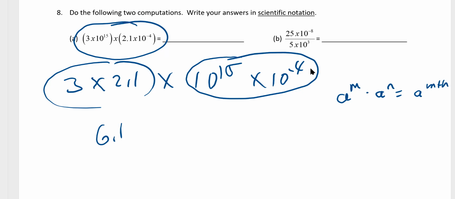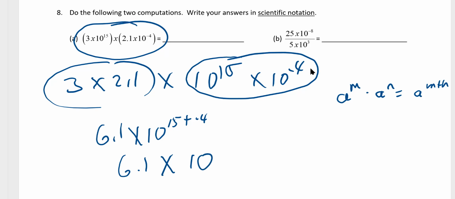So our exponent is going to become 10 to the 15 plus negative 4. And so our final answer is 6.3 times 10 to the 15 plus negative 4. Our answer is going to be 6.3 times 10 to the 11th power. That's the answer to the first one.